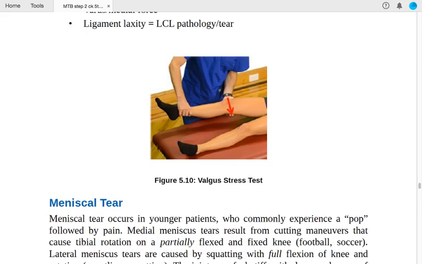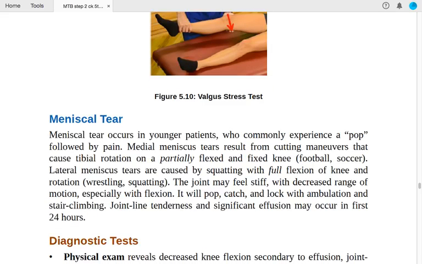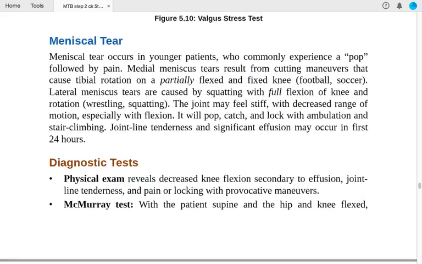Then, because we are done with this testing, and we have already seen the video also, right? Now we're coming towards meniscal tear.